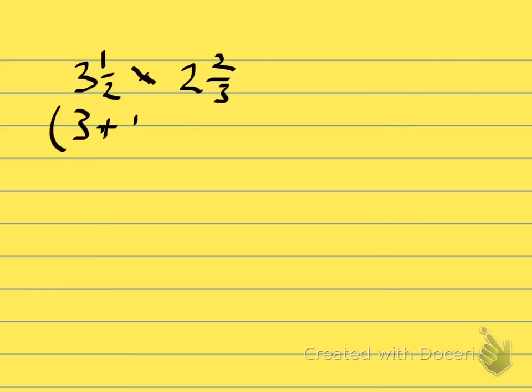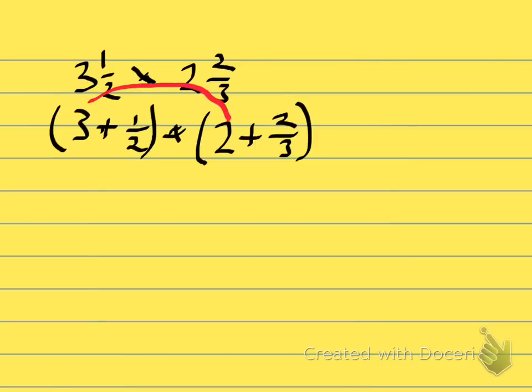So the 3 and a half will break into 3 plus a half. And the 2 and 2/3 will break into 2 plus 2/3. And what you have to do now is do all the possible combinations. So you have to multiply the first times the first, the inside one times the other inside one, the outside one times the other outside one, and the last one and the last one. So you have to do all four combinations.